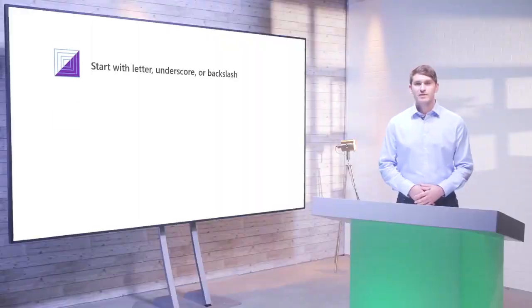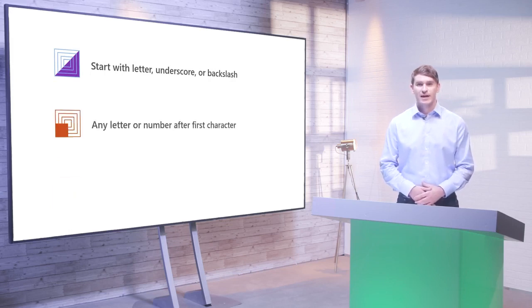Keep in mind when choosing cell or range names that all names must start with a letter, underscore or backslash. Beyond the first character, you can add any letter or number you wish. Additionally, names cannot contain any spaces, nor can they contain cell references. Finally, it is important to know that cell and range names are not case sensitive.